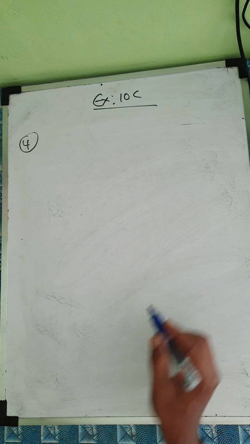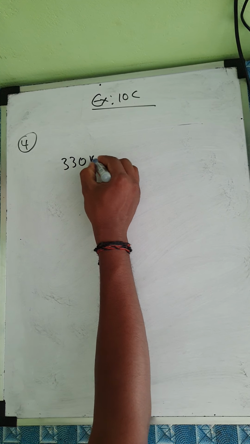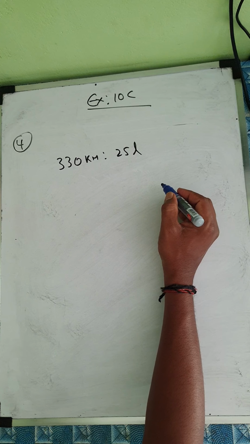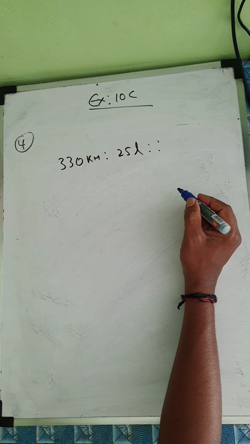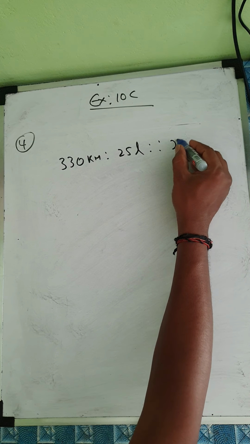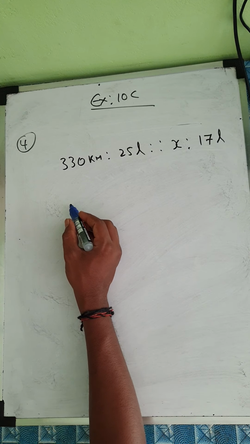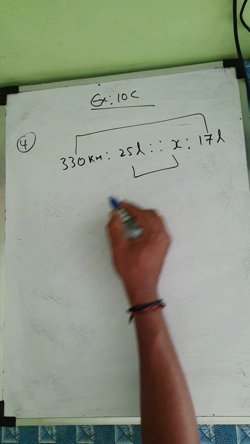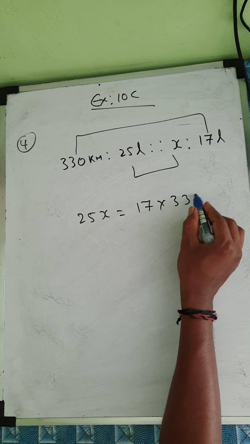Question number 4 is given. A car can cover a distance of 330 km in 25 liters. So 330 km in 25 liters. That means how far can it travel on 17 liters? So now we'll do the same process: product of extremes and product of means. So 25 into x equal to 17 into 330.